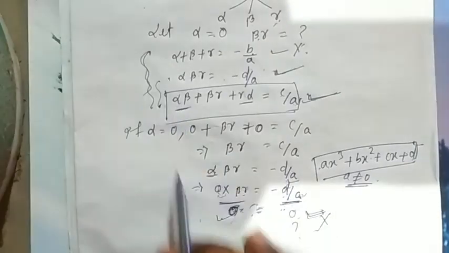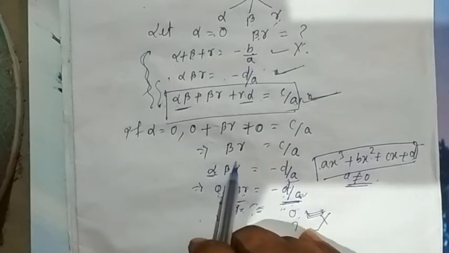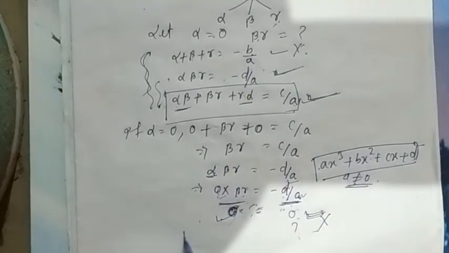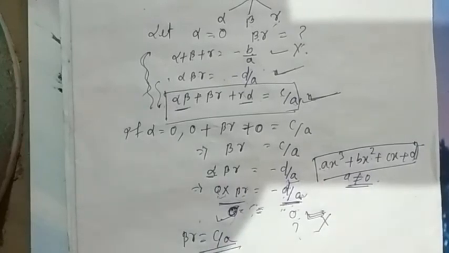You can apply the third condition. So our required answer is that the product of the two zeros, beta into gamma, is equal to c by a. Understood?